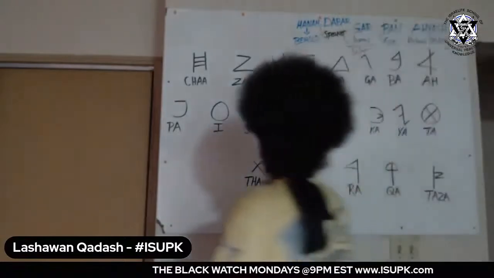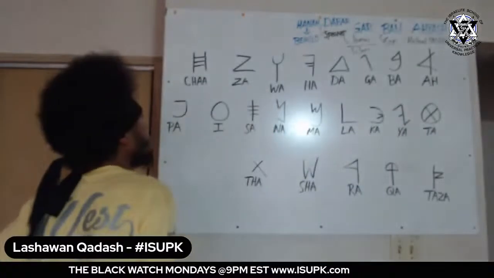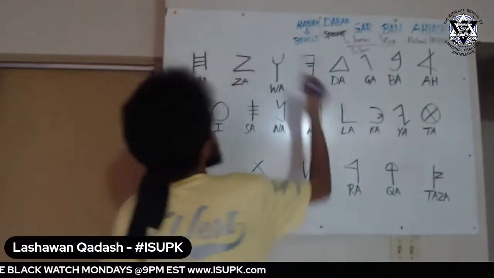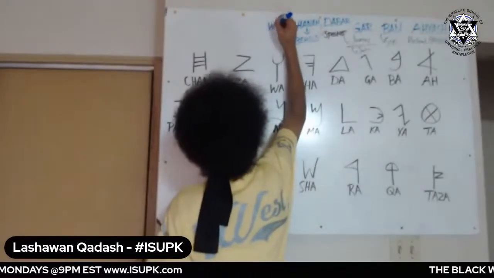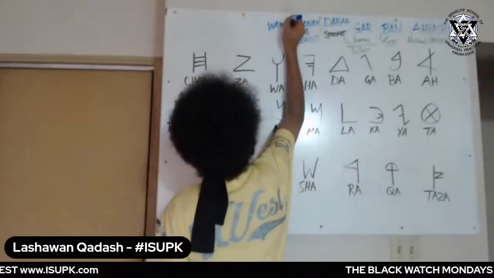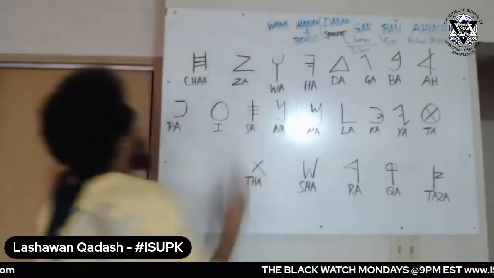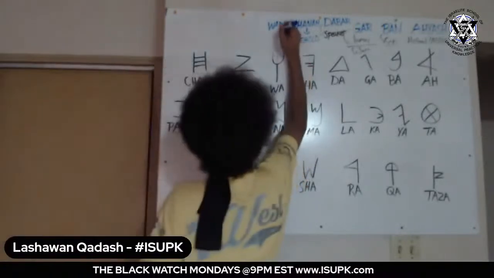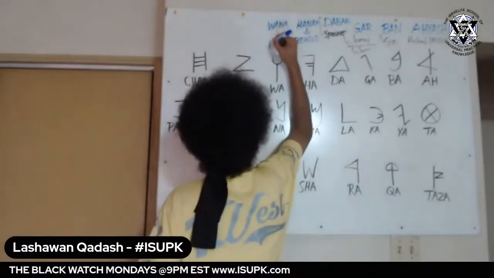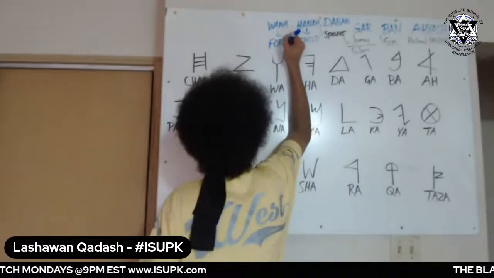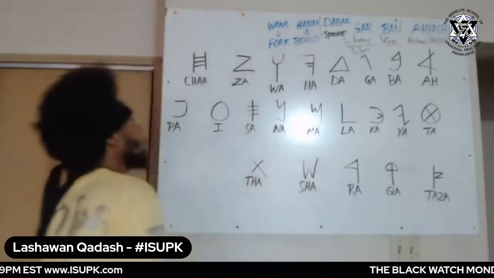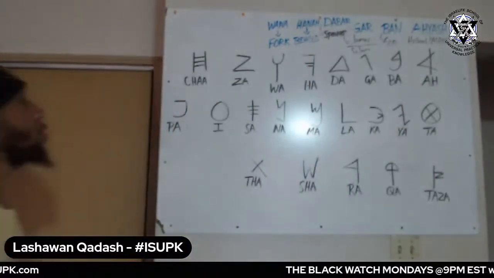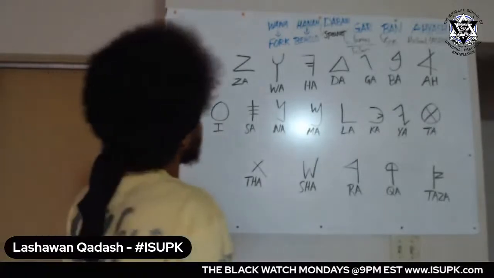Moving on. You got the vav. All right. Something simple. Vav was the actual Hebrew word, and it means this right here. It means fork in Hebrew. Fork. All right.